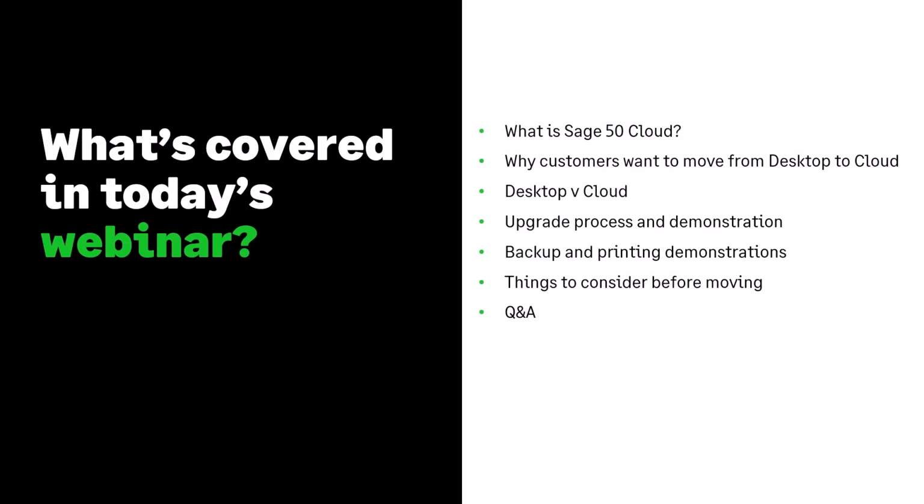I have a short overview video which shows you how easy it is to upgrade and how to log in once your data is on the cloud. This will also show you how to access multiple companies if you have more than one. I've also got some demonstrations around backing up, what that looks like as well if you want to move your backup local, along with things like sending to Excel and what printing looks like from the cloud as well.